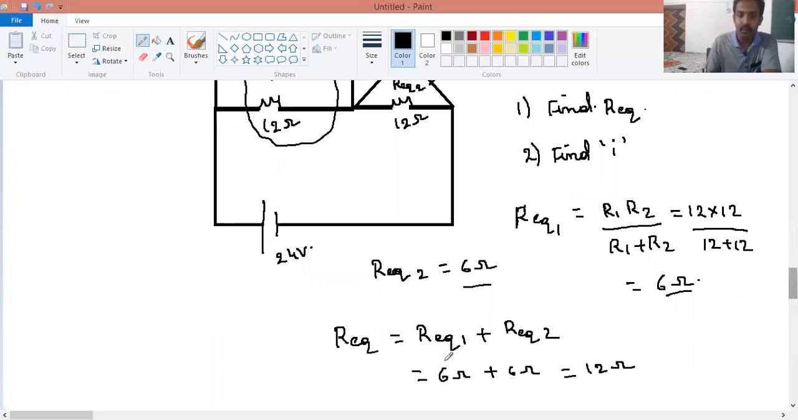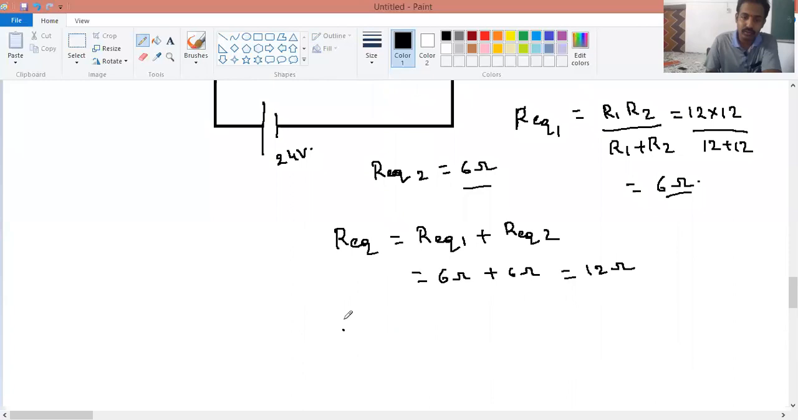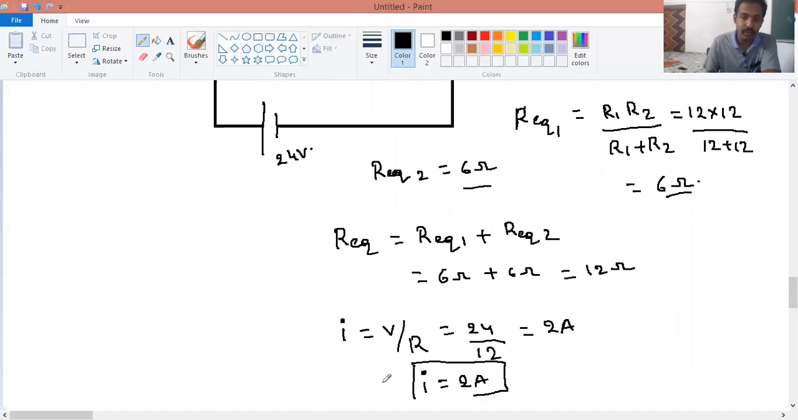Now I want to find the current also. Current is nothing but V by R. V is 24 volt, so 24 divided by 12, which is nothing but 2 amperes. So I is going to be 2 amperes in the circuit, and this is my second question answer. And what is my first question answer? R equivalent is going to be 12 ohm.